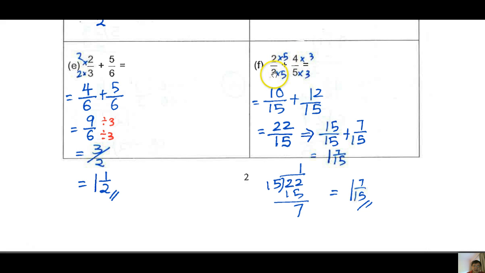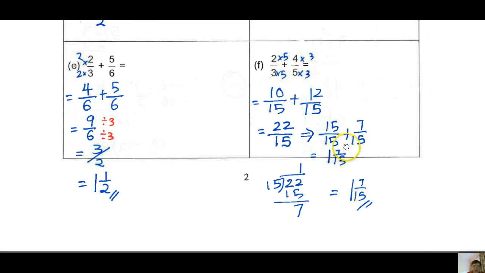Okay, same as the denominator. Hence you get this number. You add them together, it is 22 over 15. Okay, now this you must simplify or change into a whole number. Do not leave most of your answers in improper fraction.